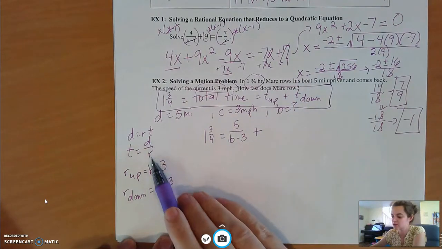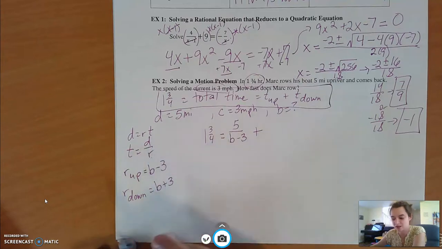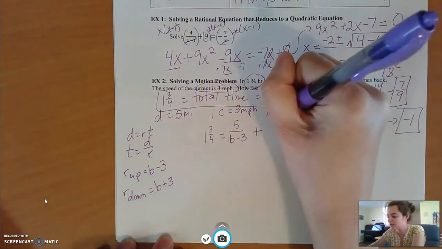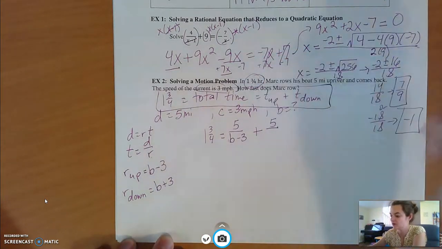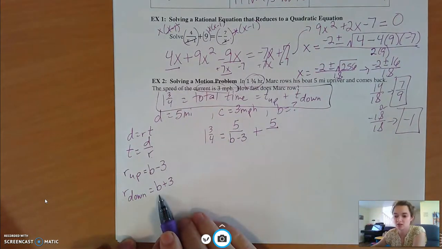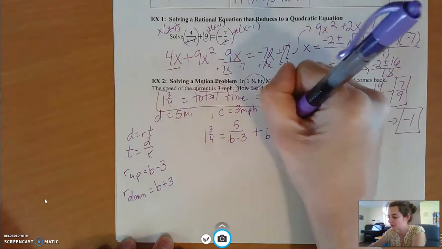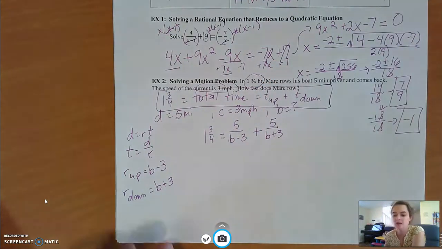So again, I'm doing distance over rate, so the distance when he's coming back is the same. It's still 5 miles. But the rate is faster because the current's speeding him up. It'll be b plus 3. And now I have a nice starting equation and I can get going. And it only has one variable, which is the variable that I want to solve for. I'm trying to solve for how fast the boat goes. I'm trying to solve for b.